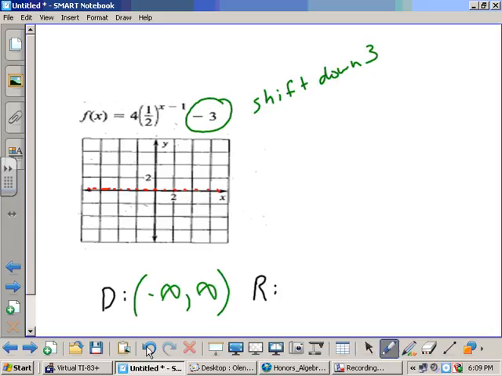Now my squares, in this case, are labeled to go by 2's. So my graph should never cross this line here. And my range will go from -3 to infinity. My graph should never go below -3, and it does go up forever.